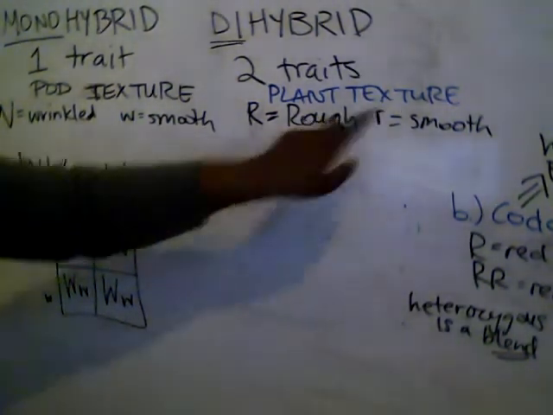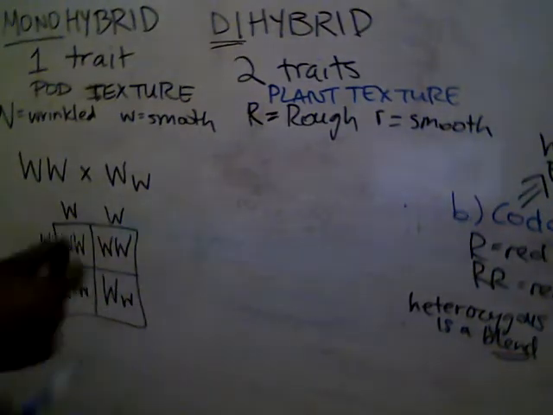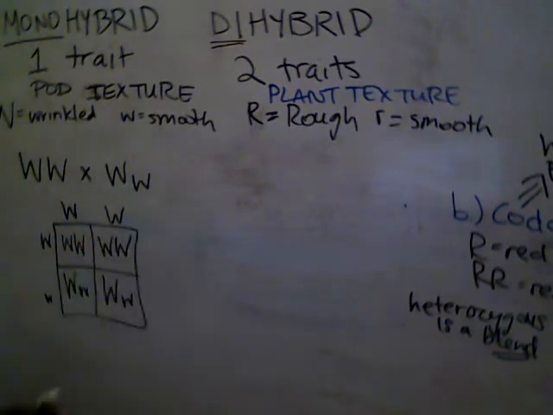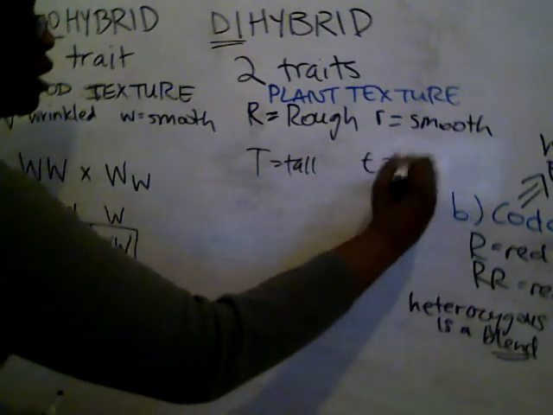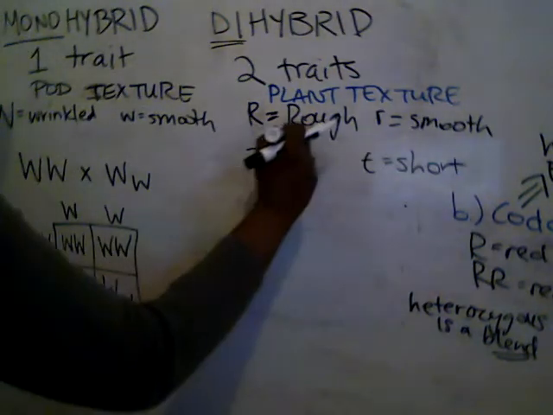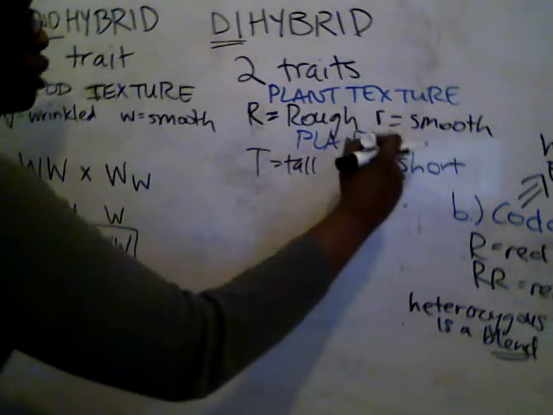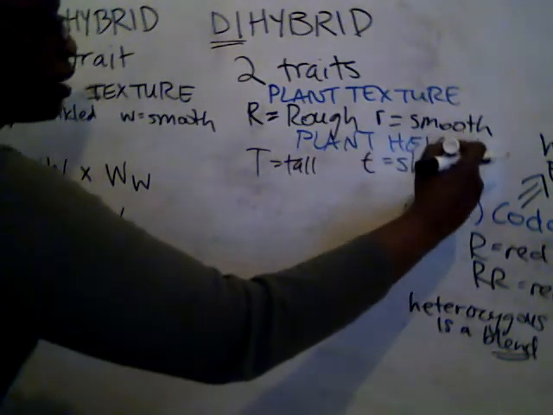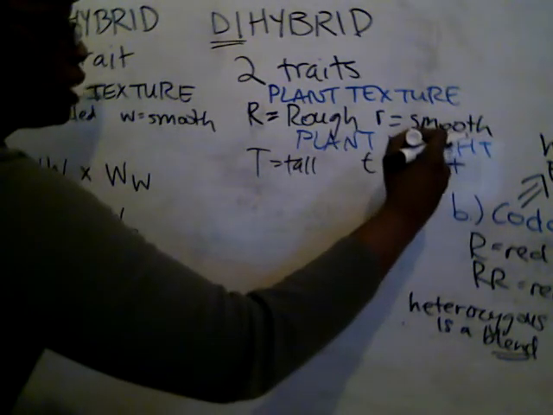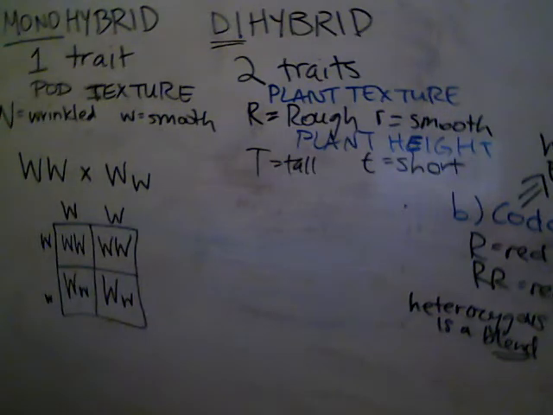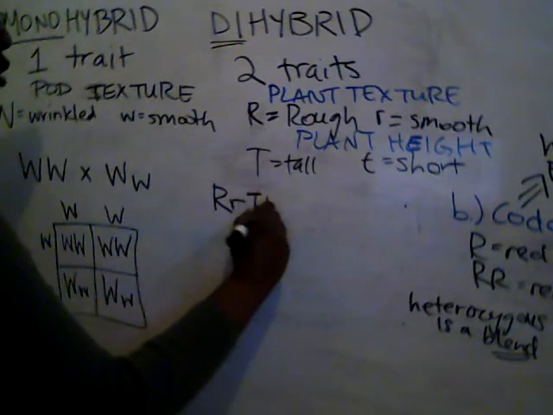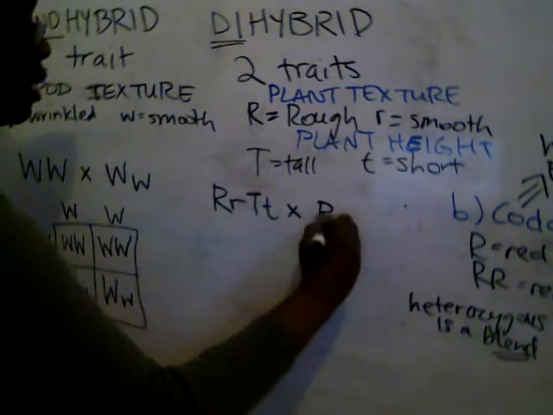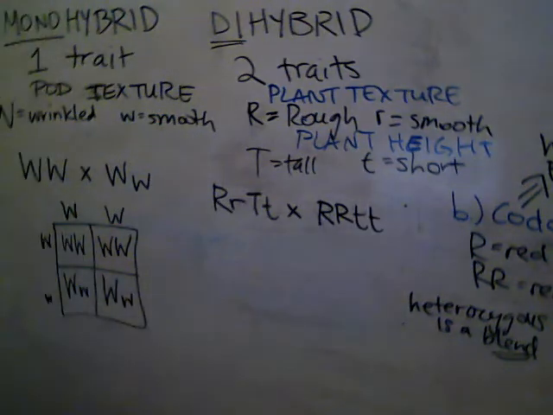Let's say the first trait is plant texture. So big R is rough, little r is smooth. Let's say that they also give you plant height. So big T is tall, little t is short. So we're also dealing with plant height. So we have two traits that we're trying to keep track of at the same time. So this is where it gets a little more complicated. So they could give you something like big R, big T, little t crossed with big R, little t. Okay? So we're dealing with two traits at the exact same time.